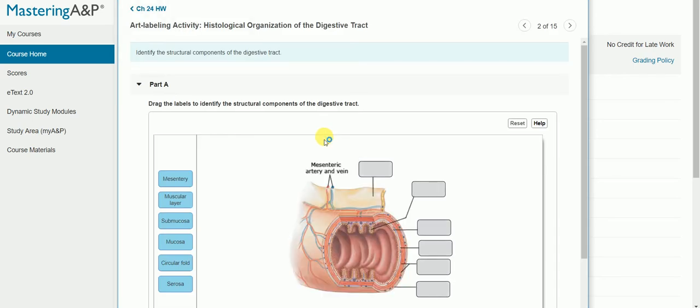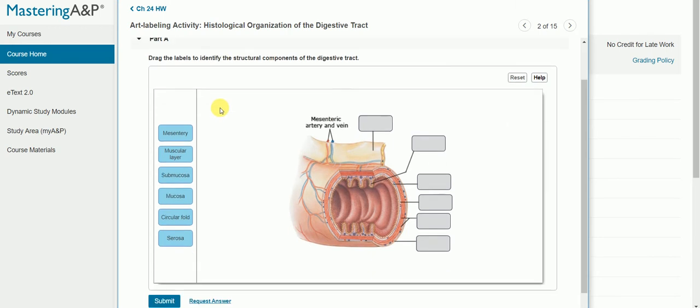Okay, next question. It's more on the histology part of the digestive tract. Okay, let's do this. Now I'm not perfect on the histology, so I might be making some mistakes, but don't worry, I shouldn't take too long on this question. Okay, let's go.